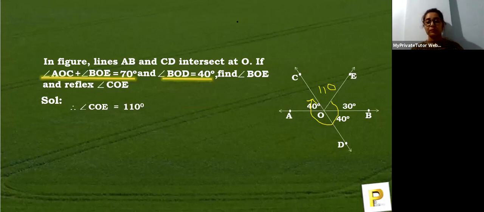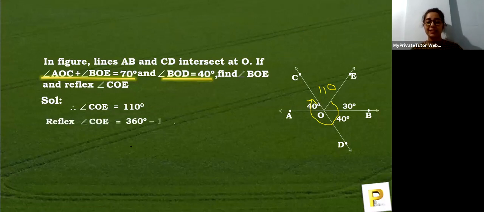Okay, so 250, 250, 220. Okay. Let's check what the answer is. So you can see that angle COA is what? COE is 110. Okay, let's check if your answers are correct.